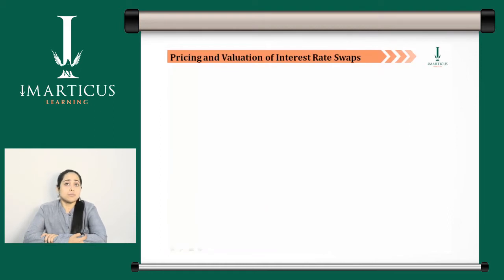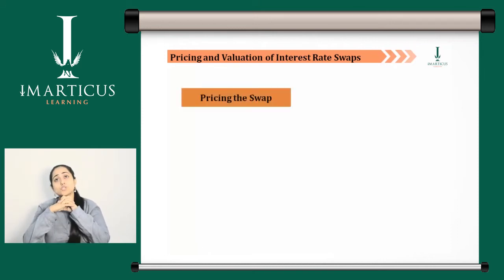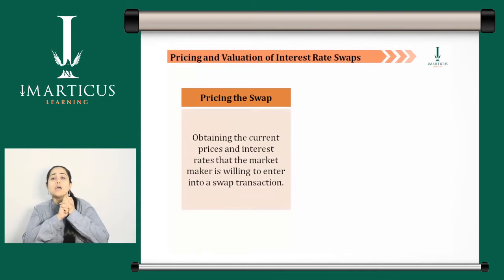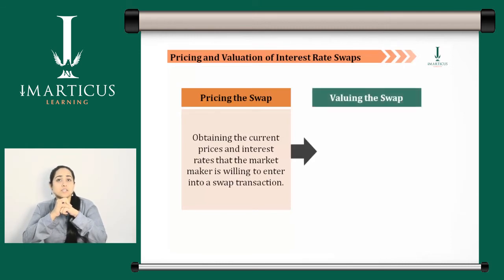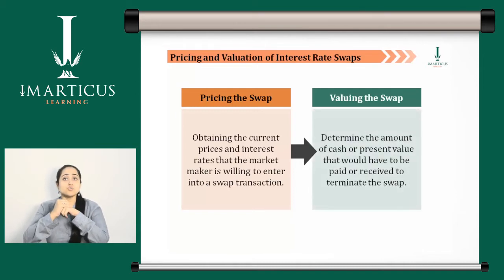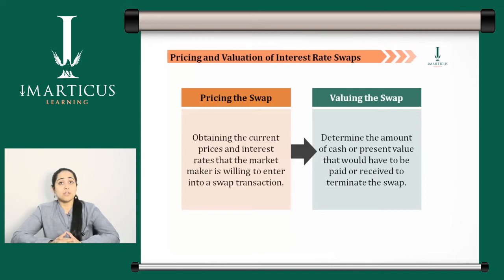So how do you determine the present value of a swap? It comprises 2 steps. The first step is pricing the swap, which refers to obtaining the current prices and interest rates at which the market maker is willing to enter into a swap transaction. And the next step is valuing the swap. This refers to applying the market prices to an outstanding swap to determine the amount of cash or present value that would be paid or received to terminate the swap. A swap generally can be replicated by cash market transactions.